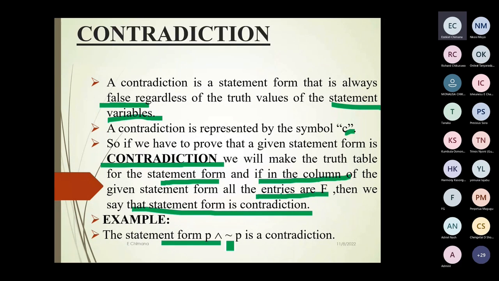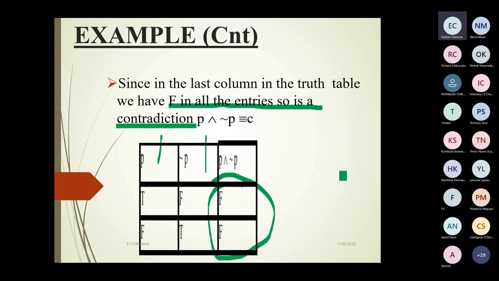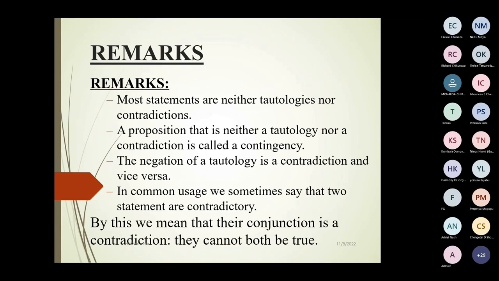For example, the statement form P and the negation of P is a contradiction. As it is shown here, since in the last column in the truth table we have got F in all the entries, it is a contradiction. P and the negation of P is identical to what? A contradiction. See, we've got our input P and the negation of P, and you see that on our output here, of course, there is false only. So it is a contradiction.